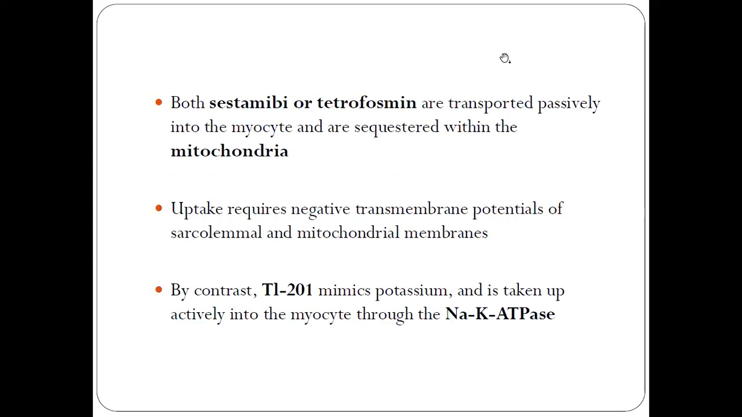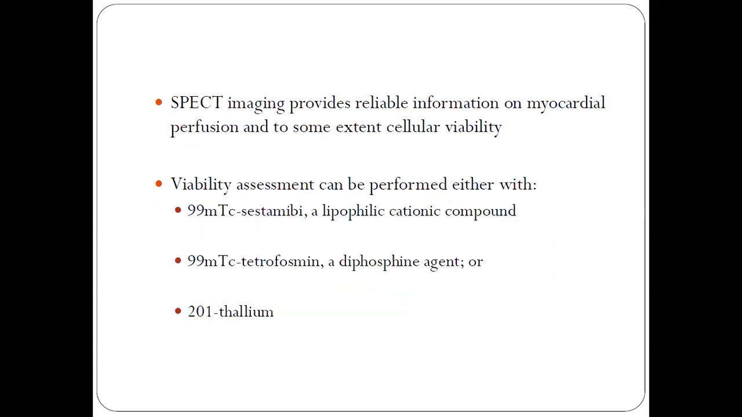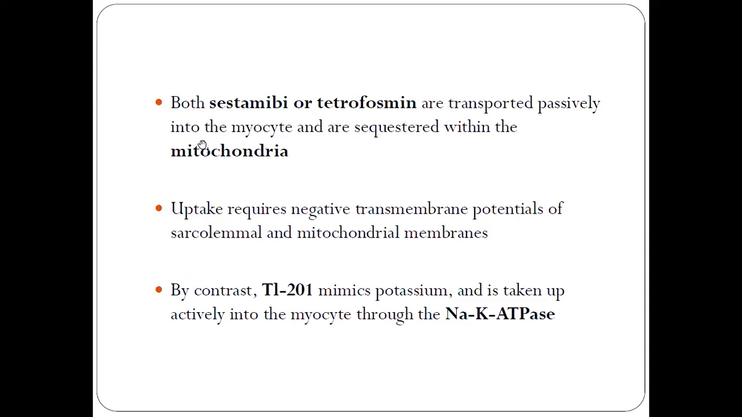Both sestamibi and tetrofosmin are transported passively into the myocyte and are sequestered within the mitochondria. So these are taken up by the mitochondria. Uptake requires negative transmembrane potentials of the sarcolemma and mitochondrial membranes. So if the tissue is viable, that is, the sarcolemma or mitochondrial membrane is viable, then only will it be able to take up the sestamibi or tetrofosmin. Otherwise, if the tissue is dead, the mitochondria will also be dead, so this tissue will not be able to take up the sestamibi or tetrofosmin, and this denotes non-viability.